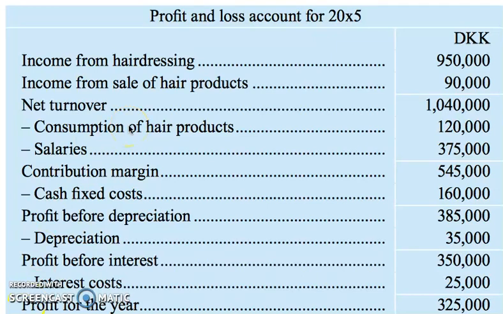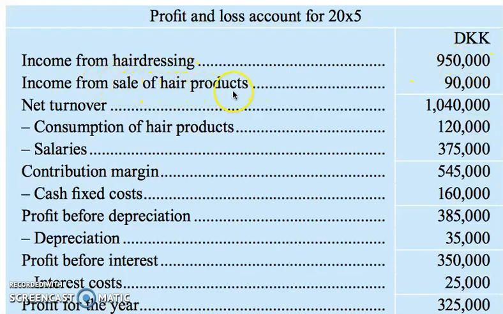So in this video, I will continue to talk about budgeting. I will focus on budgeting in this video in order to actually draw up an example of how to draw a profit and loss budget. Anyway, income from hairdressing in this example gives us 950,000.